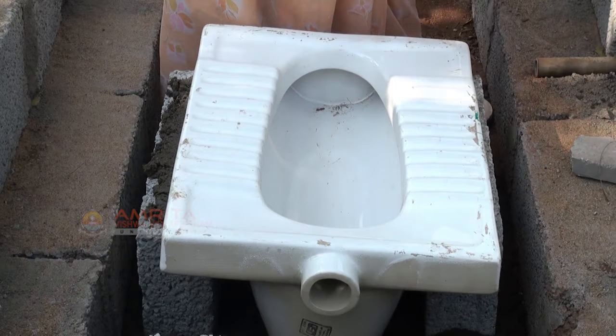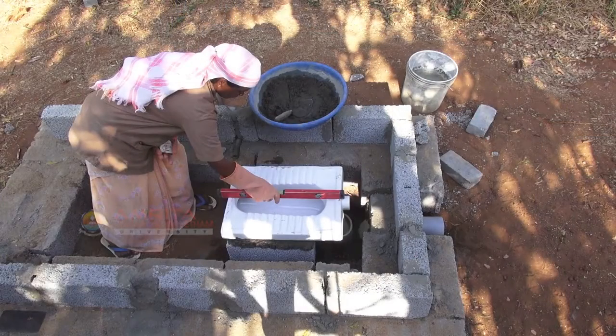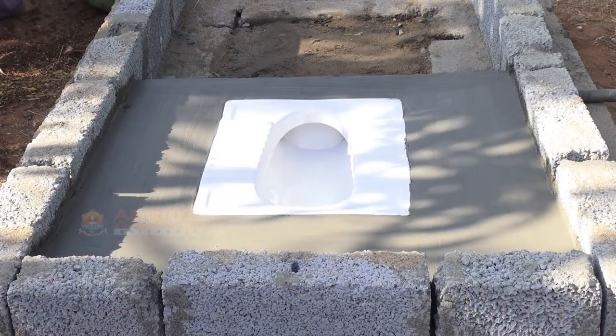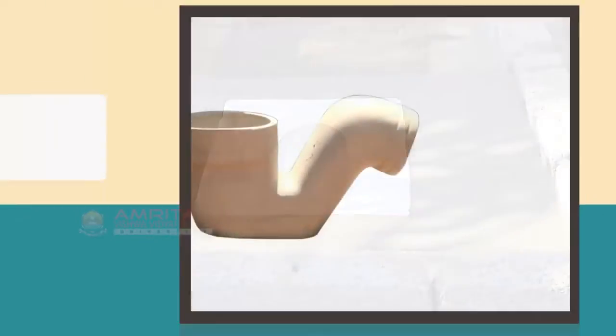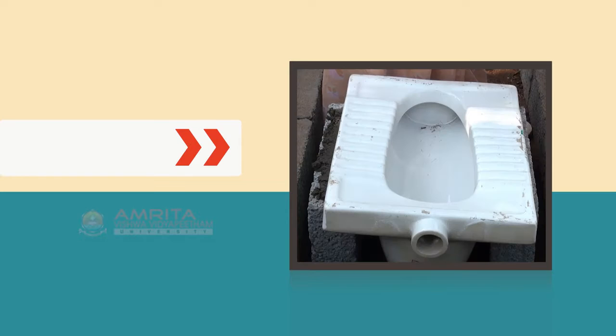The toilet pan is the receptacle for the waste material. Incorrect installation of the toilet pan will result in leakage or damage to the pan. Hence, it is very important to learn how to install the toilet pan correctly. At the end of this session, you will be able to install P-trap and position the toilet pan.